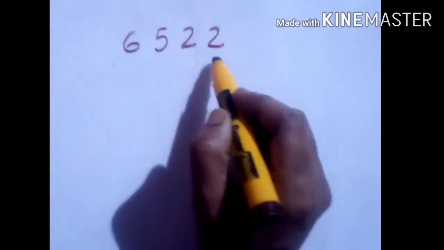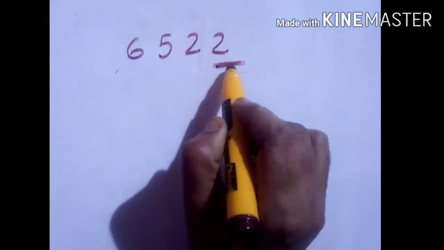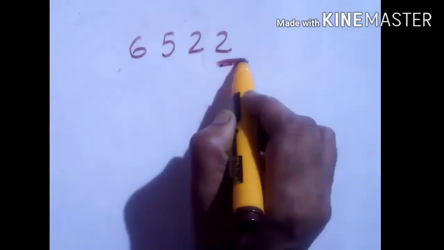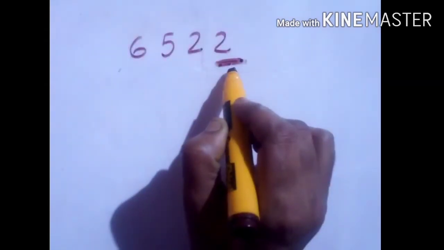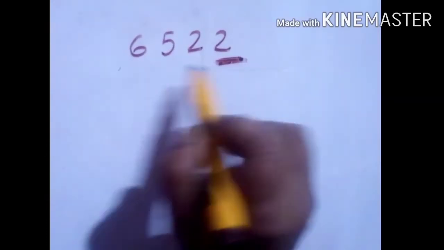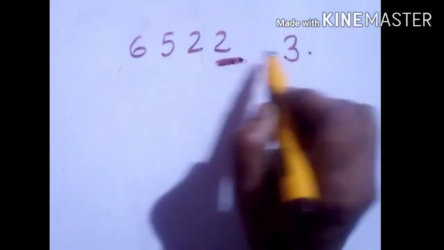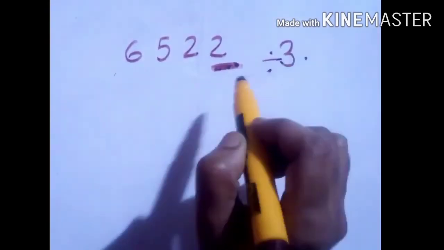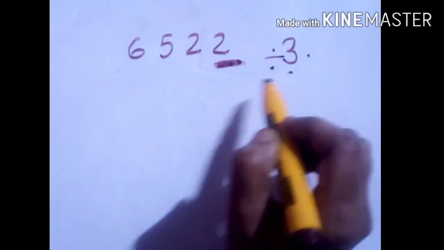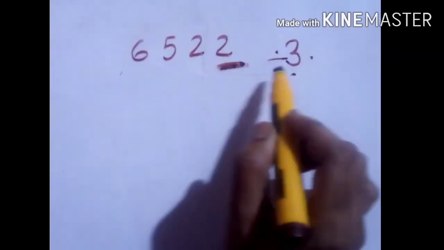Its units place digit is 2. That means the whole number is divisible by 2, because you have learned the divisibility by 2. Next, how to see whether this number is divisible by 3 or not? To check that, we have learned the divisibility of 3. What is that? The sum of the digits should be divisible by 3.